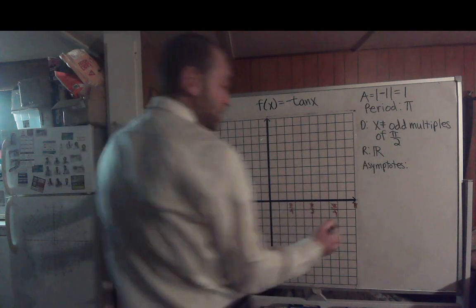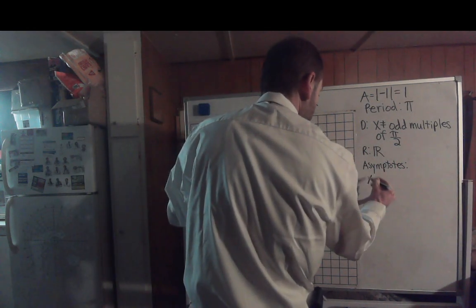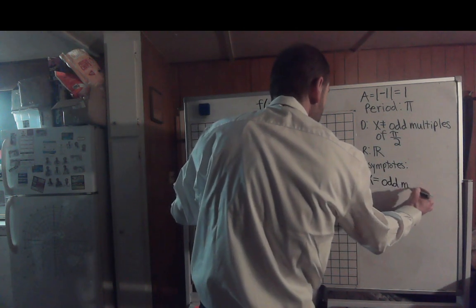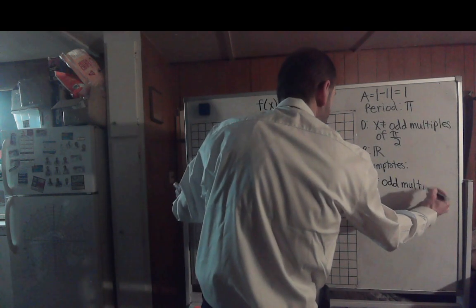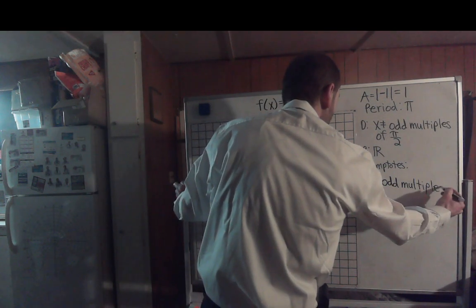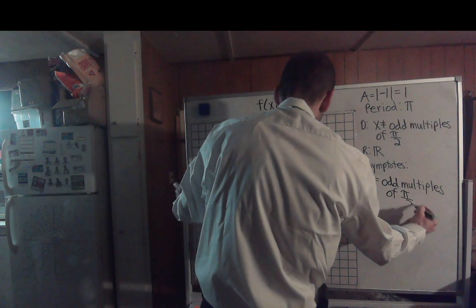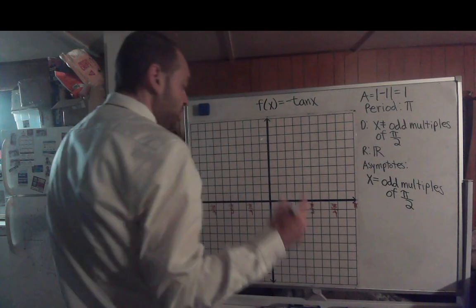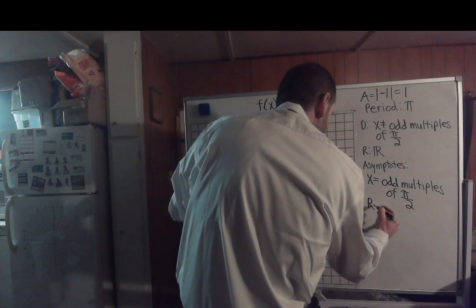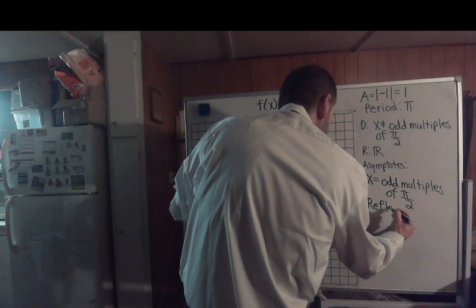Your range isn't even affected. It's still all real numbers. And then your asymptotes are x equals those odd multiples of pi over 2. The only difference is you actually have a reflection in both the x and the y-axis.